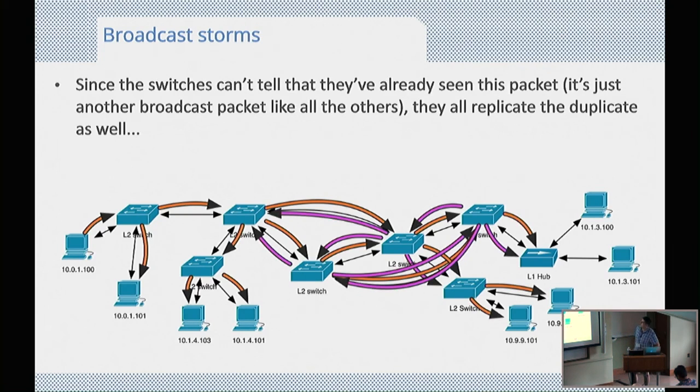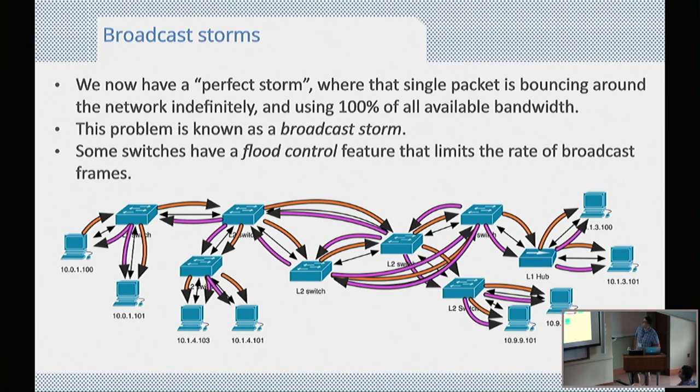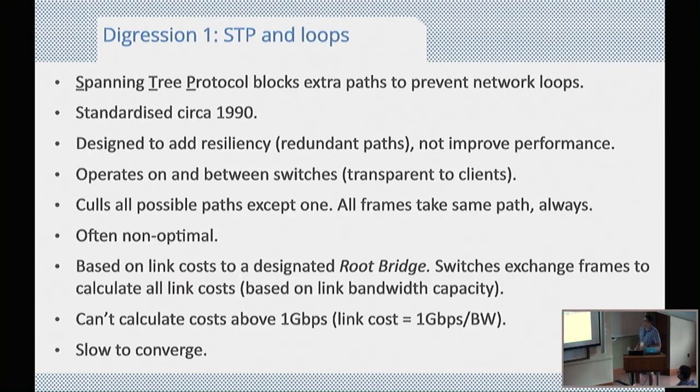And now the switches are all forwarding these packets backwards and forwards, duplicates of each other, indefinitely. They will keep replicating this packet as long as they have power. And all the clients now start seeing these duplicates as well, and you have a right mess. This is known as a broadcast storm. It will consume all the bandwidth on your network. You will not be able to get a packet through anyway. Some switches have a flood control feature that limits the rate of broadcast frames. But the way this is usually solved in industry is with something called spanning tree.